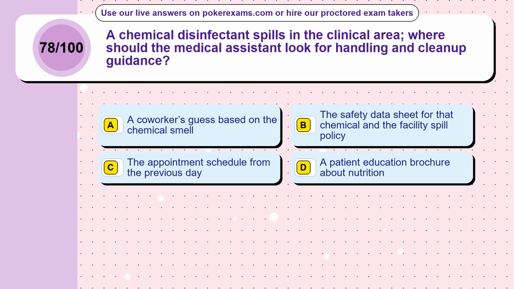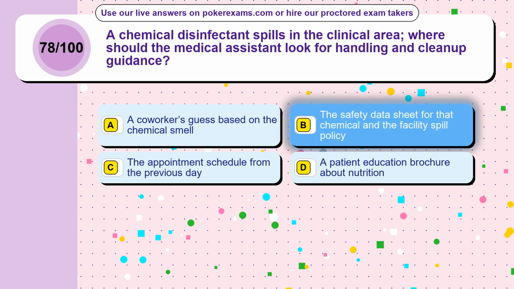Question 78. A chemical disinfectant spills in the clinical area. Where should the medical assistant look for handling and cleanup guidance? Option A. A coworker's guess based on the chemical smell. Option B. The safety data sheet for that chemical and the facility spill policy. Option C. The appointment schedule from the previous day. Option D. A patient education brochure about nutrition.